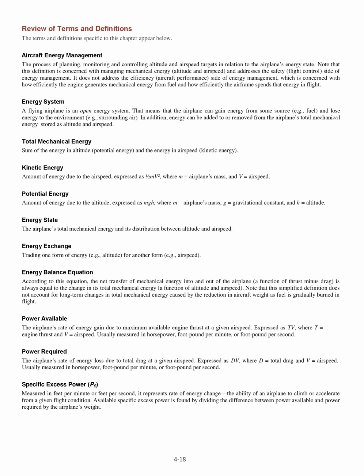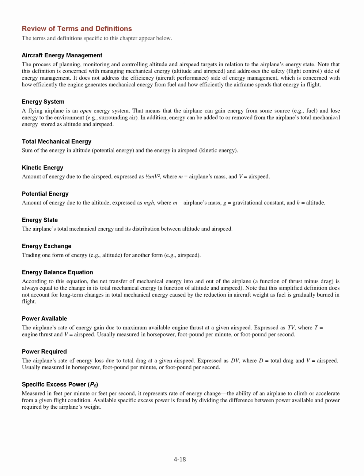Energy system: a flying airplane is an open energy system. That means that the airplane can gain energy from some source, for example, fuel, and lose energy to the environment, for example, surrounding air. In addition, energy can be added to or removed from the airplane's total mechanical energy stored as altitude and airspeed. Total mechanical energy: sum of the energy in altitude, potential energy, and the energy in airspeed, kinetic energy.